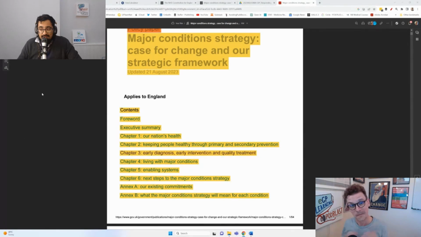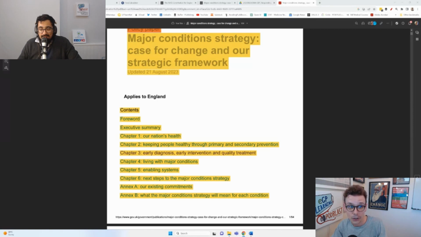But just to give people an idea of what's coming, chapter 1 looks at our nation's health. There are lots of statistics about the burden on health presented by these 6 disease areas and how that's changed over time. And just a reminder, that's cancer, heart disease, musculoskeletal disorders, mental ill health, dementia, and respiratory disease. We'll come back to those a few times over the course of the episode.